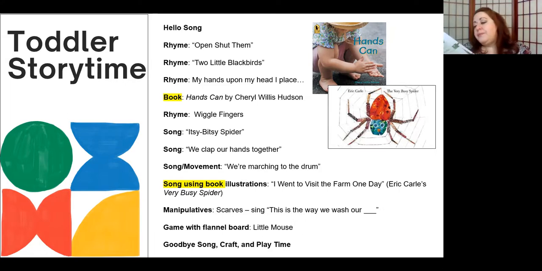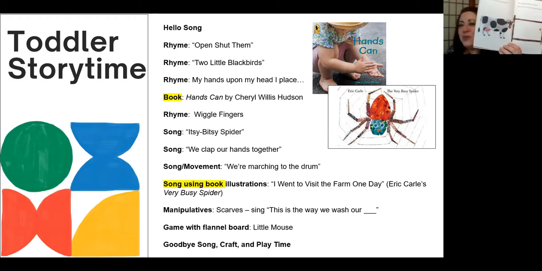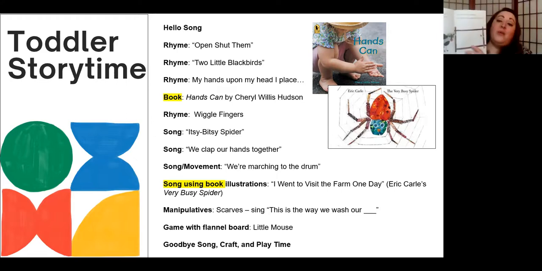And so you can use any book with good, clear pictures of animals. I Went to Visit the Farm One Day, or The Very Busy Spider, sorry, by Eric Carle, because it has some good pictures, and that's what Betsy always did. So you'd show the picture, ask them what the animal is, and then you'd say, I went to visit the farm one day. I saw a cow across the way. And what do you think the cow did say? And then I would also do this with puppets. So that is something you can do.